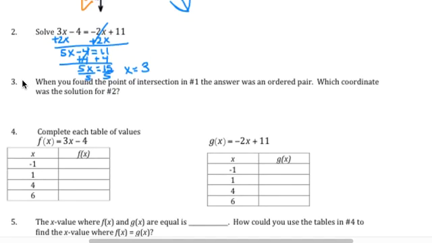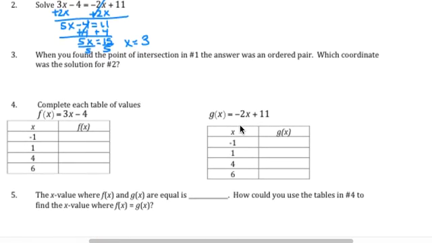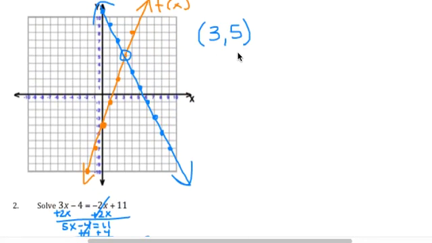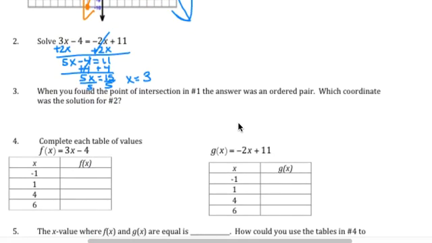Okay. Number 3 says when you found the point of intersection in number 1, the answer was an ordered pair. We got 3, 5. Which coordinate was the solution for number 2? 3, 0. Which coordinate up here is the solution to number 2? The x coordinate. The x coordinate. Very good.